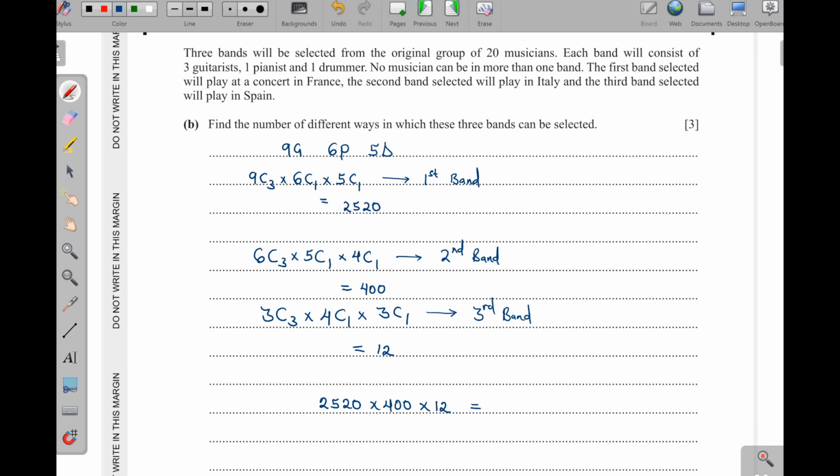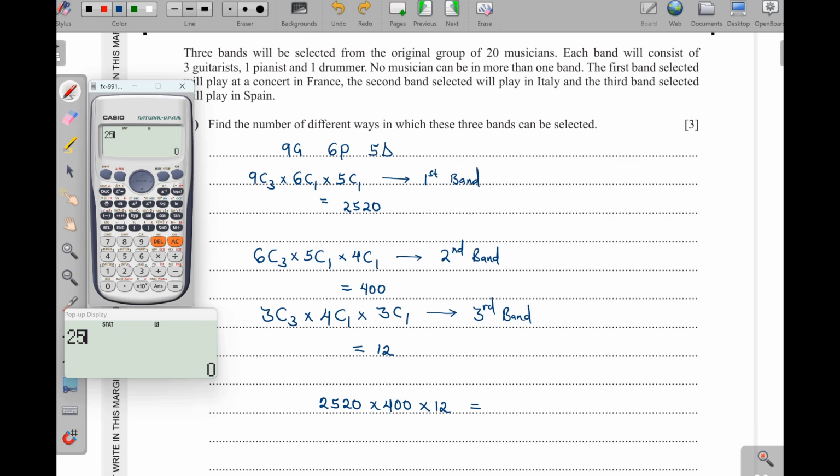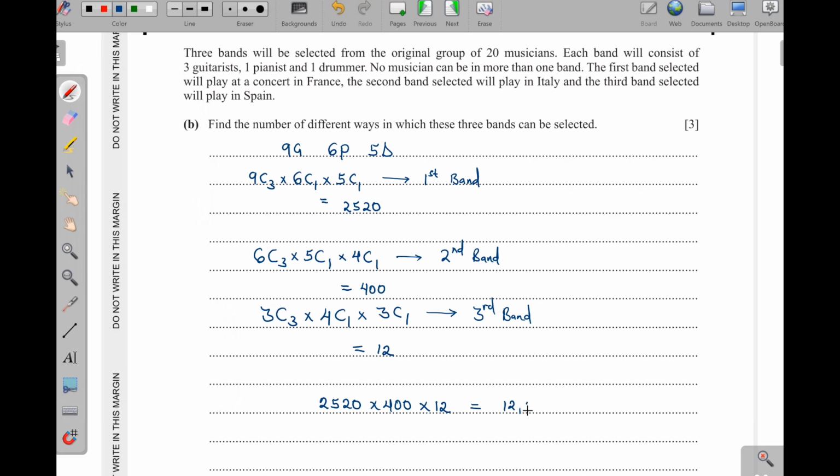You don't add them because you are keeping on choosing. You are choosing these ones which are remaining. These are all possible combinations that we can have. This one goes into the first band, then second band, then third band. So it goes all together. Okay, 2520 times 400 times 12. What is that? So that is 12 million, then 96,000. 12,096,000. That is that.